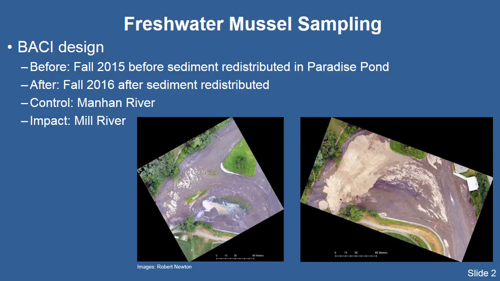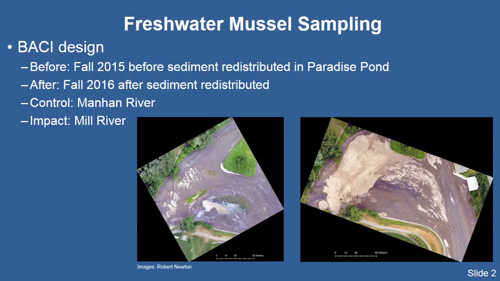In this study, we're using what's called a BACI design, which stands for Before-After Control Impact. So in this example, the before sample is in the fall of 2015, and this is before we redistributed any sediment in Paradise Pond. Then the after sample is in the fall of 2016, after the sediment was redistributed. As I mentioned before, the control site is the Manhan River and the impact site is the Mill River.